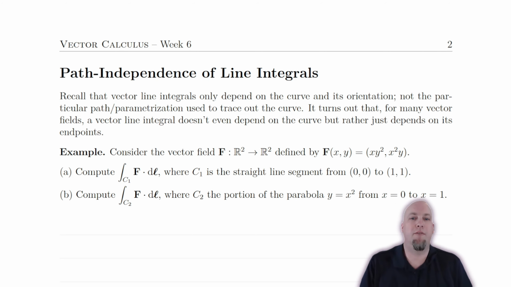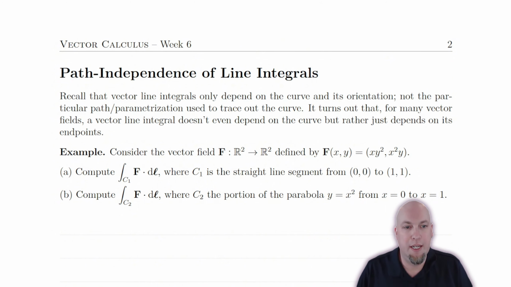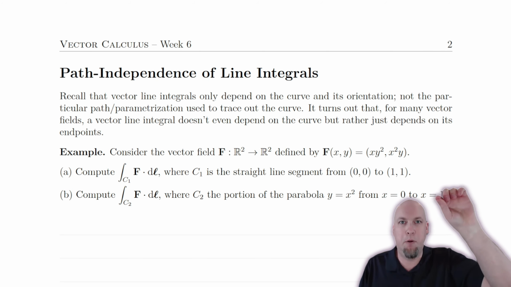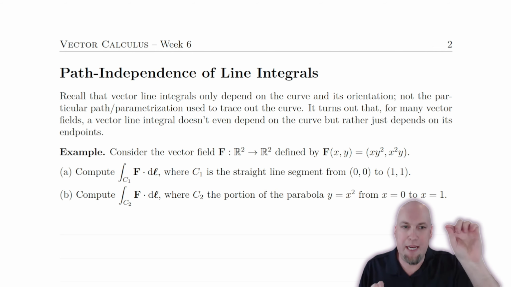Okay. So let's start off with this one here, where we've got a vector field acting on two-dimensional space given in this way. The vector field is xy squared and then x squared y. And what I'm going to do is compute two vector line integrals over this vector field, both going from (0, 0) to (1, 1). They've got to go between the same points for this path independent stuff that I'm talking about to be relevant. You do need the same endpoints still.